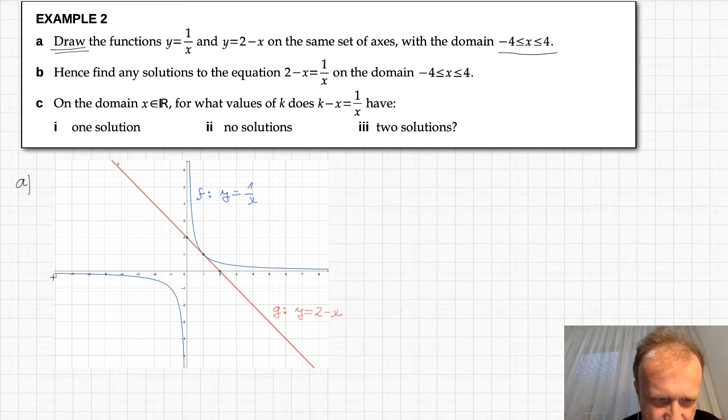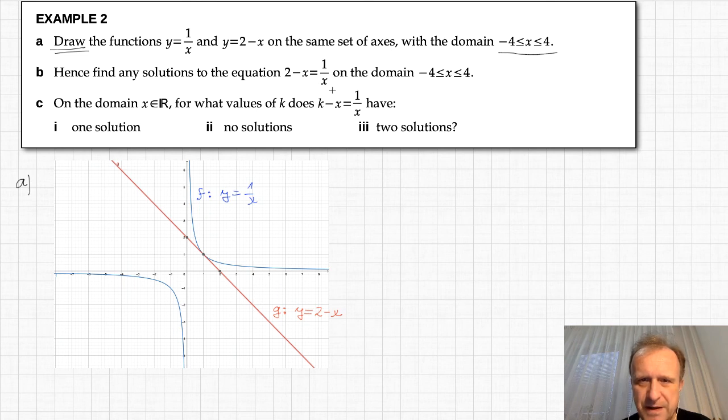The GeoGebra started at -8 and ended somewhere at 8.5 or so, but don't worry too much about that. You may imagine the domain from -4 to 4, and on the domain the function looks exactly as it looks in this picture. Okay, so it's fine. In part B, we have to find any solutions to the equation 2 minus x equals 1 over x on that domain.